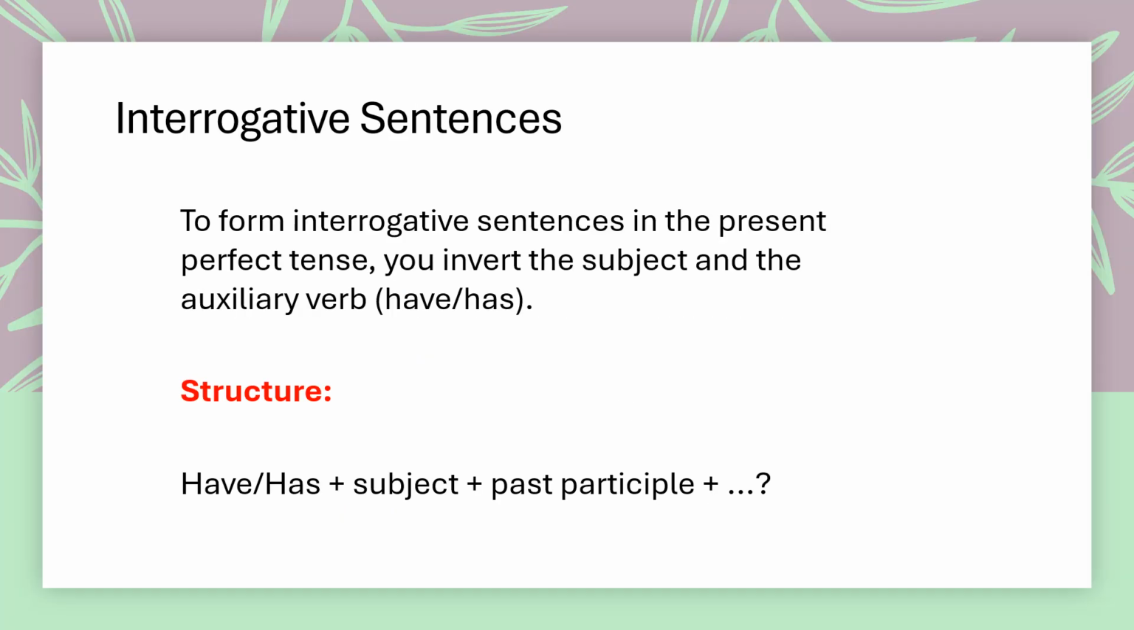Interrogative sentences. To form interrogative sentences in the present perfect tense, you will invert the subject and auxiliary verb have or has. Structure of interrogative sentences: have or has plus subject plus past participle plus object.